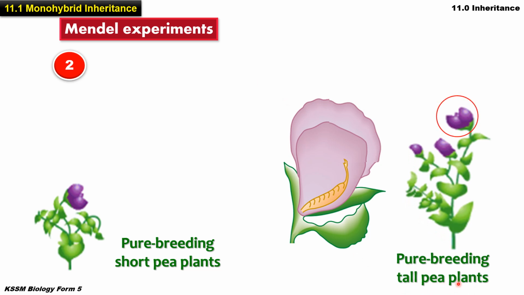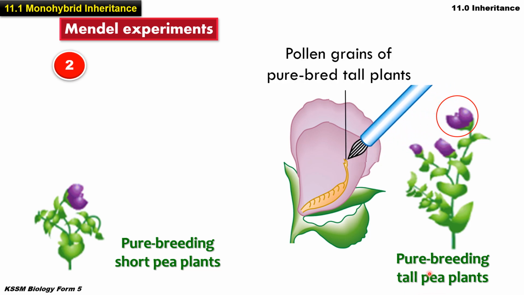tall pea plant. So apa yang Mendel buat dengan pokok yang tinggi ni, Mendel took its pollen grain, and then Mendel letakkan pollen grain ni pada stigma for the short pea plant. Boleh? So this allows cross-pollination sebab two different plants that cross. Seterusnya, apa Mendel buat?